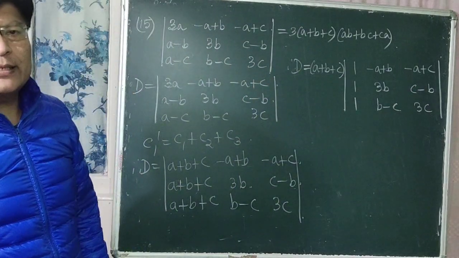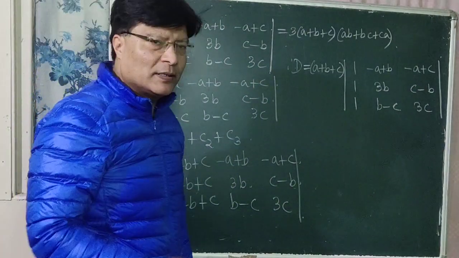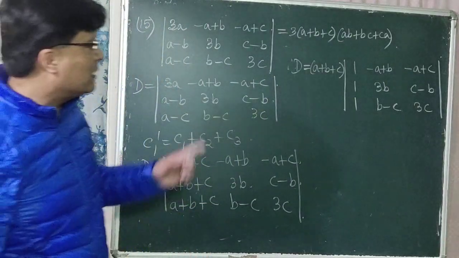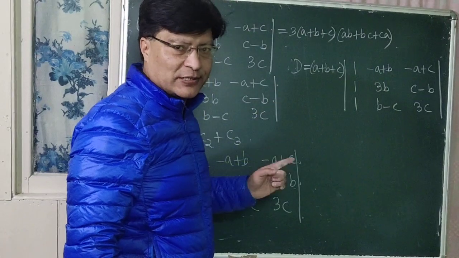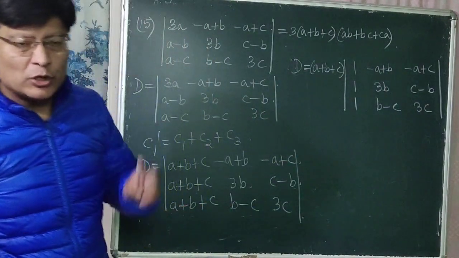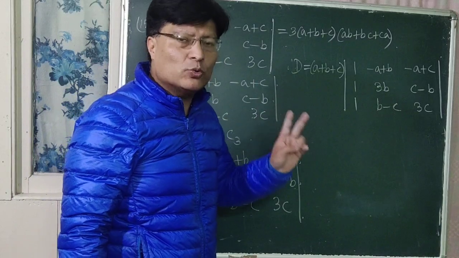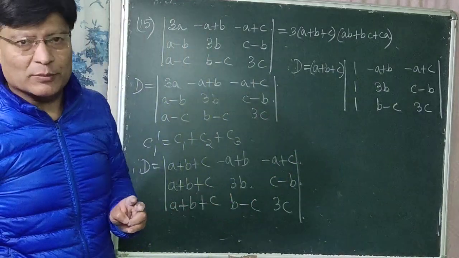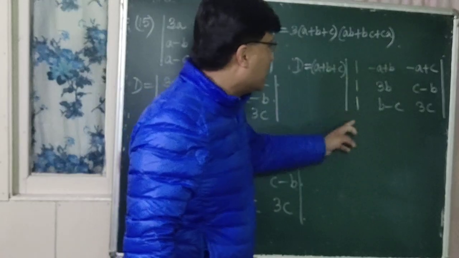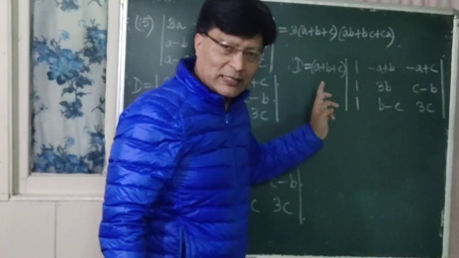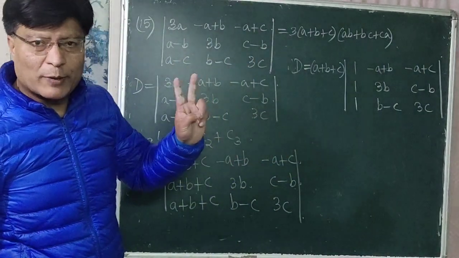Now what will you do in the next step? So what is the advantage of this determinant? If there are 3 ones in the first column, you can make any two ones 0 in the first column, isn't it? You can make any two of these ones 0, right? By using two properties here.